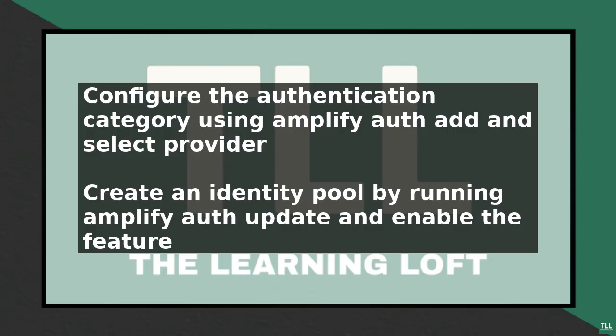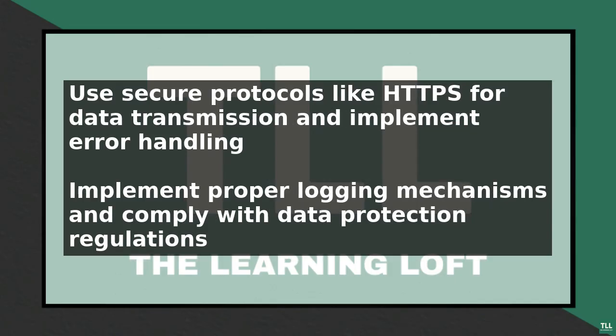After configuring authentication, create an identity pool by running the command amplify auth update, and enable the identity pool feature. This will create a new identity pool in your AWS account. Then, update your application to use the AWS Amplify authentication library to interact with the identity pool.